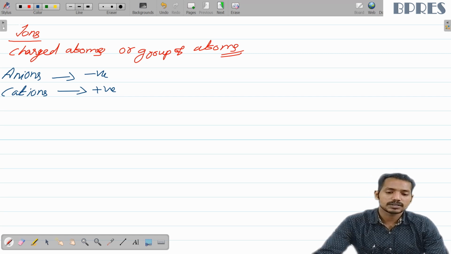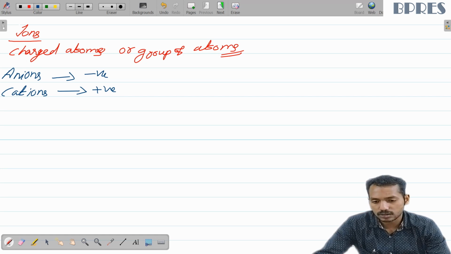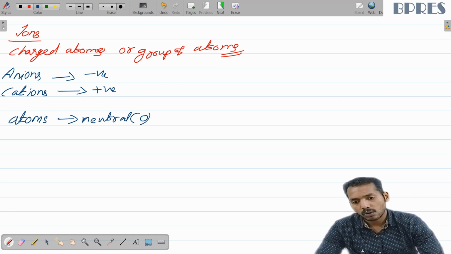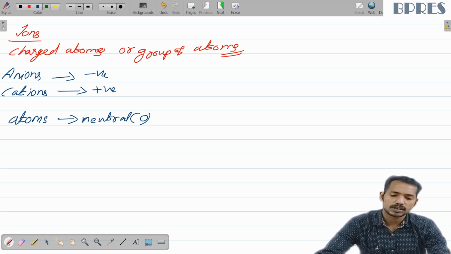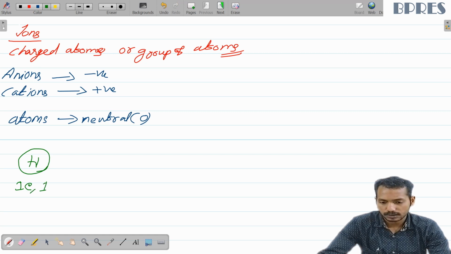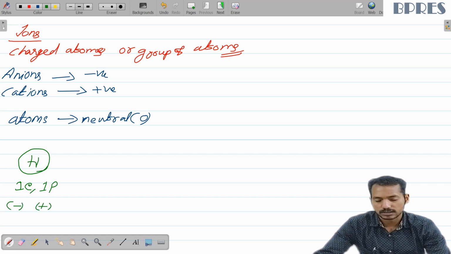You may be thinking, how do these ions get charged? Generally, atoms are neutral, that is, the charge is 0. There is no net charge. Well, then how do these atoms or molecules acquire charge? For example, we can take hydrogen. In hydrogen there is one electron and one proton. We know that the electron has negative charge and the proton has positive charge.